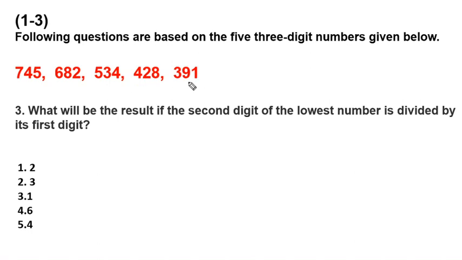So the lowest number is 391, and this second digit, 9, is divided by its first digit, meaning the same number's first digit. So 391's first digit is 3. So 9 by 3, the answer is 3, option number 2.